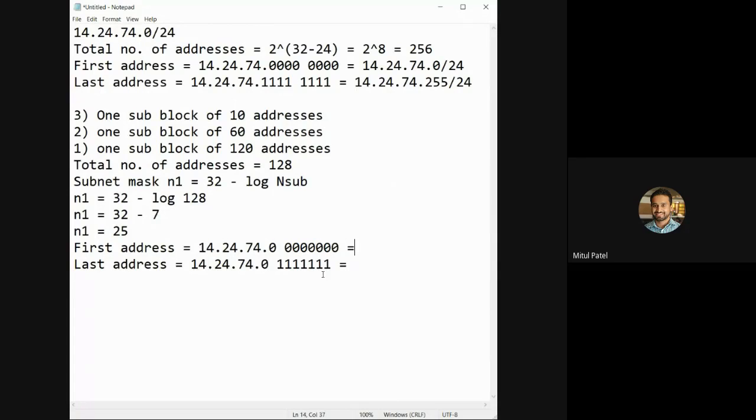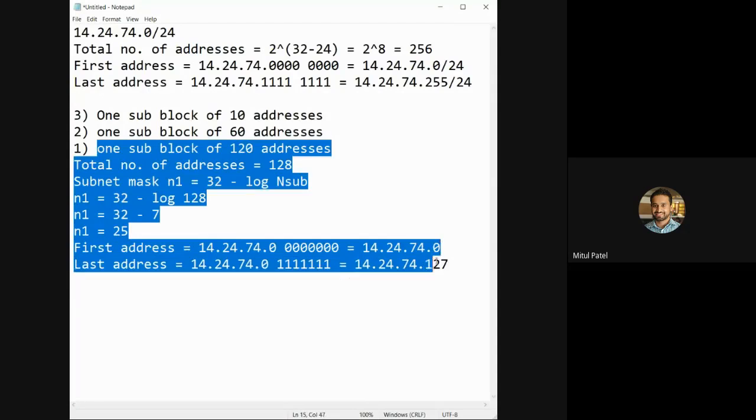The first address in this block is 14.24.74.0. The last address is 14.24.74.127. Okay, so a total of 128 addresses are going to be allocated, from 14.24.74.0 to 14.24.74.127. So the address assignment for the first subblock is complete. Now we have to go for the second subblock.